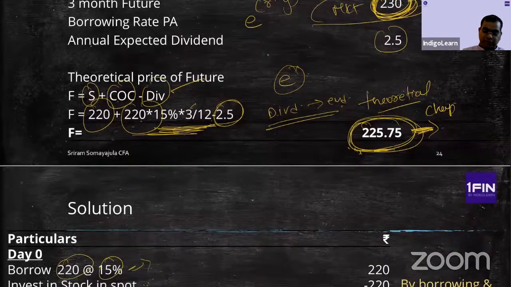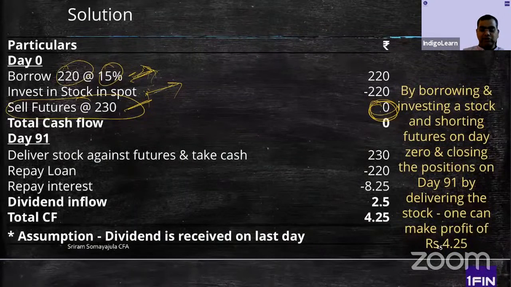So when you borrowed, you got plus 220. When you invested in the stock, you basically gave 220 rupees to somebody and you got the stock. So there is a cash outflow. This inflow and outflow get knocked off, and your cash flow on day zero is zero.